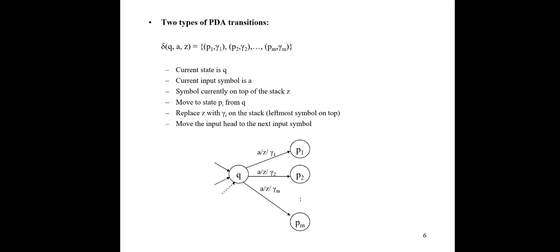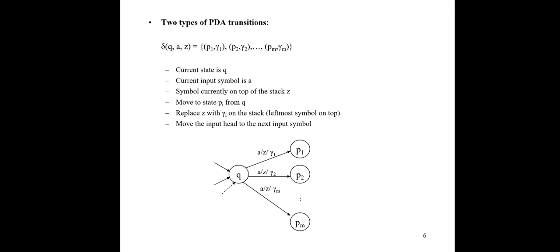Now let us see the PDA transitions. Now it is triples: Q, A, Z. Q is the state, A is the input and Z is the top of the stack. And the resultant is your set of resultant states and what operation you do, whether you do push or pop. So current state is Q, current input symbol is A, symbol currently on top of the stack Z, move to state Pi from Q, replace Z with gamma i on the stack, leftmost symbol on the top. Move the input head to the next input symbol.